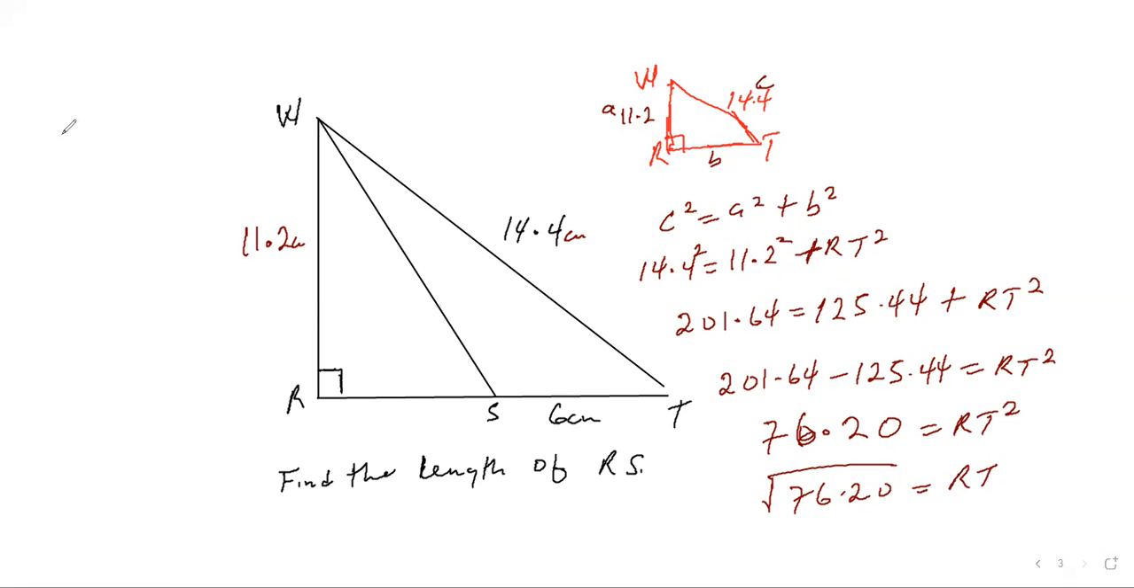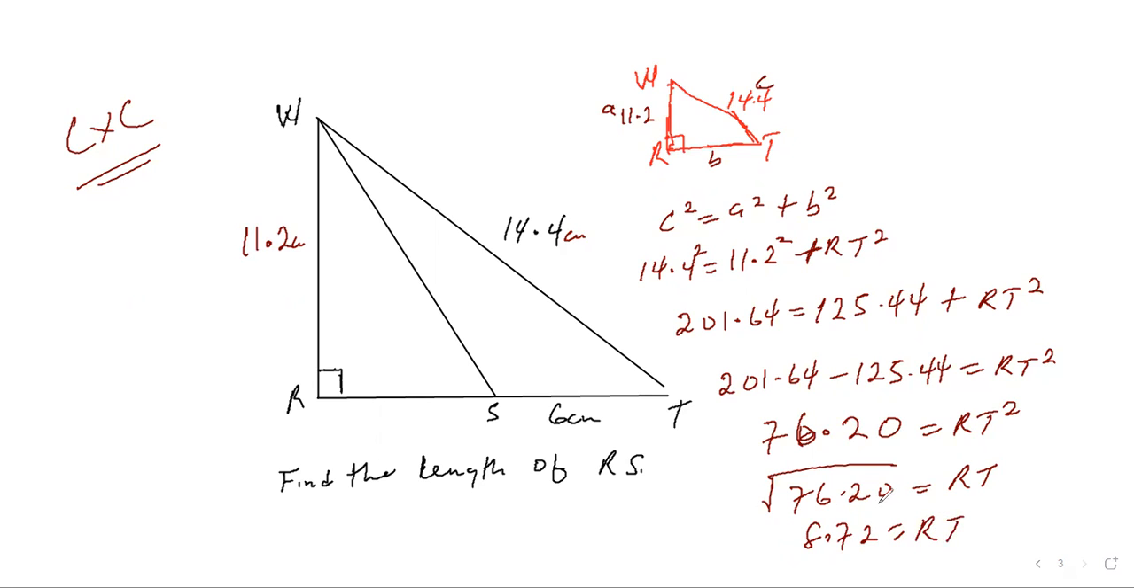Now remember, this is a CSE question we are looking at, right? What's the square root of 76.20? 8.72. So 8.72 is equal to RT, right?